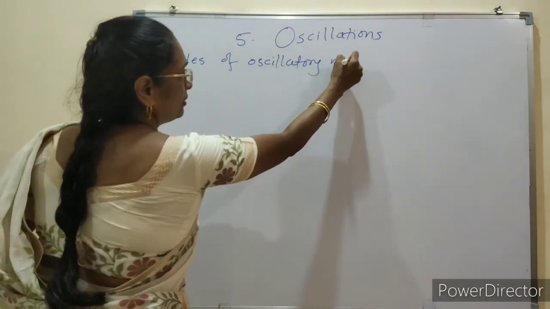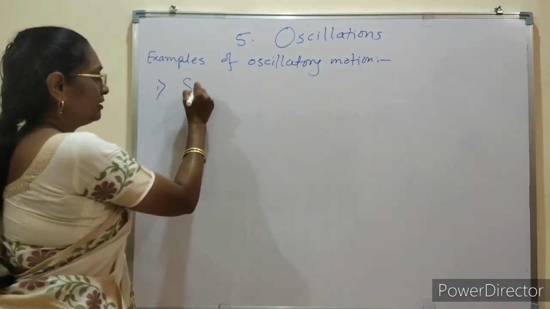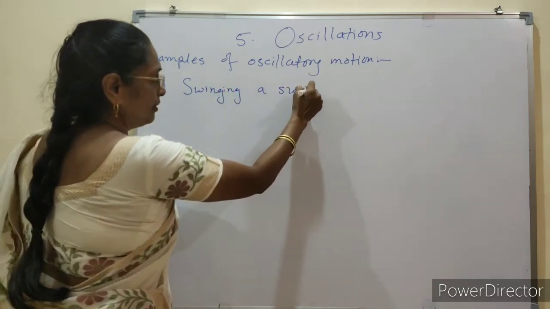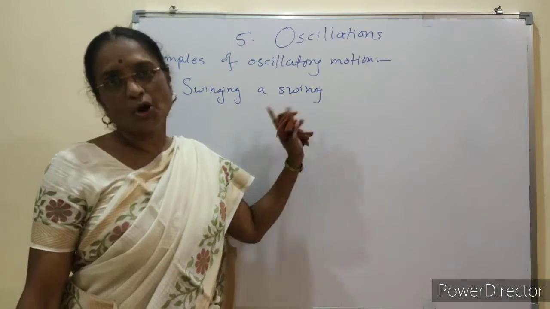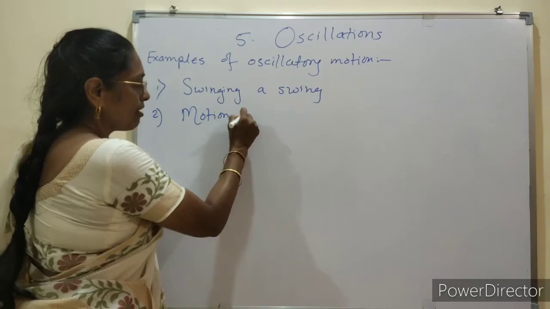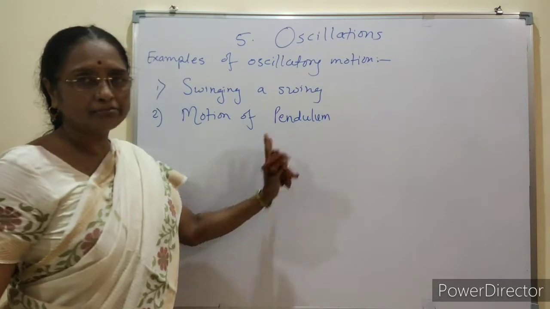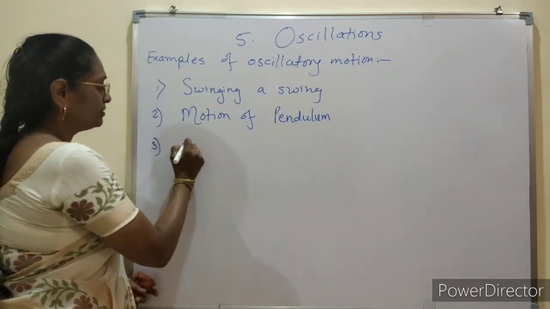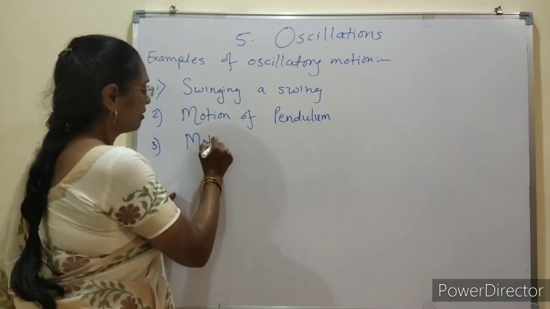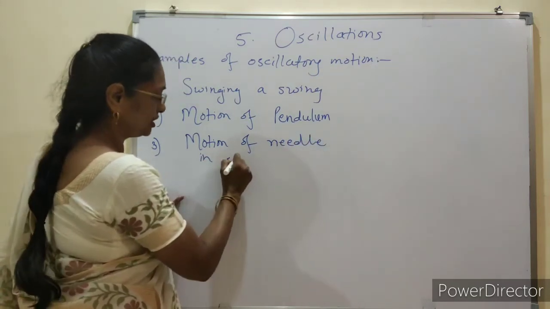So the first example we take here is swinging on a swing. You have enjoyed swinging on a swing. The second example is the motion of a pendulum. This also you have observed so many times. The third one is also an example in our day-to-day life. It is the motion of the needle in a sewing machine.